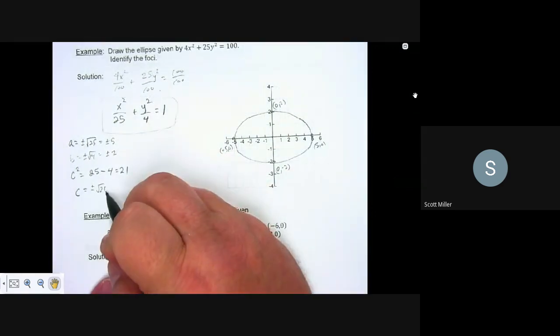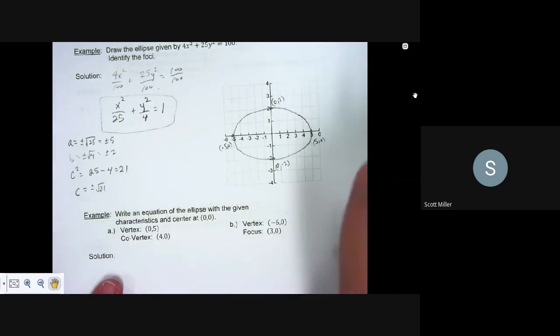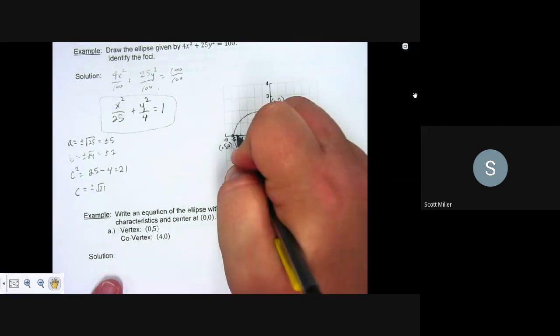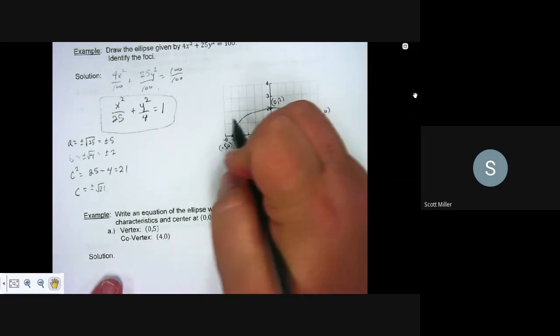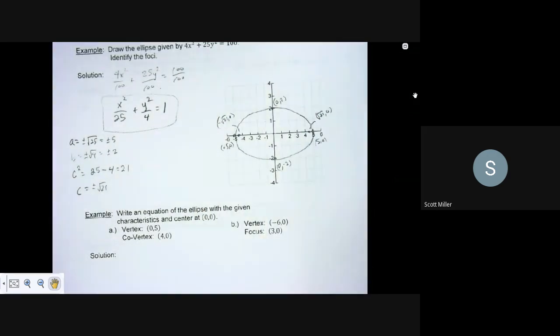And then where is C, the foci, at this point right here, which is between 4 and 5, because the square root of 16 is 4 and the square root of 25 is 5. It's closer to the 25 than it is the 16, so it's closer to the 5. So this right here and this right here is about where the foci are. So this point right here is (square root of 21, 0), and this one over here is (negative square root of 21, 0). 2 foci. And that's how you can label them all out.